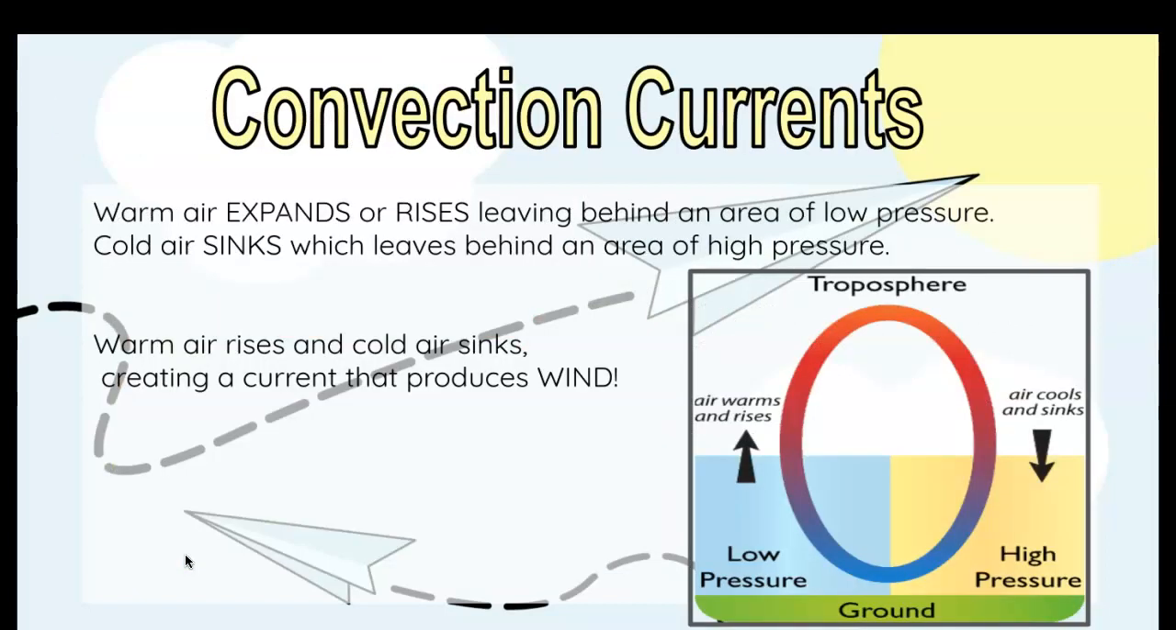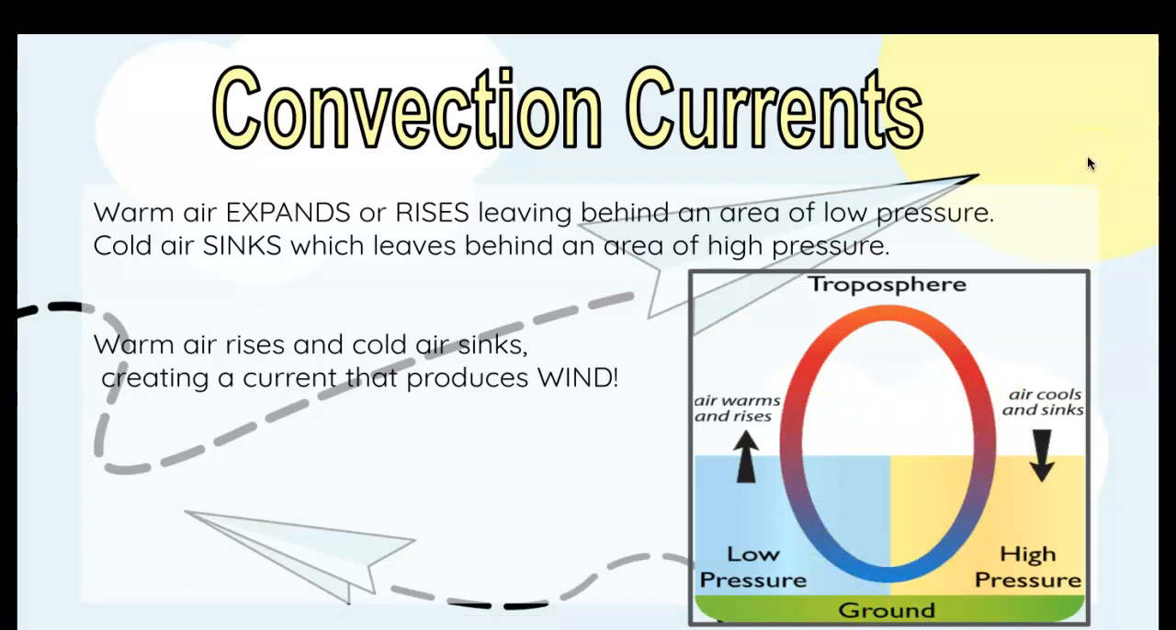Now, whenever you have warm air rising and cold air sinking, it forms this little cycle. Warm air rises and expands, and as it goes up in the troposphere, it eventually cools down. Then that air is going to sink down because it becomes heavier. This whole process is called a convection current.